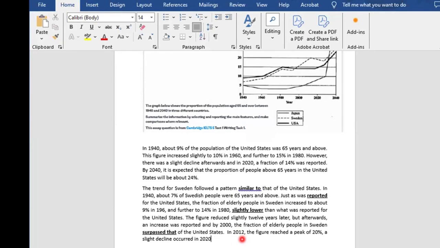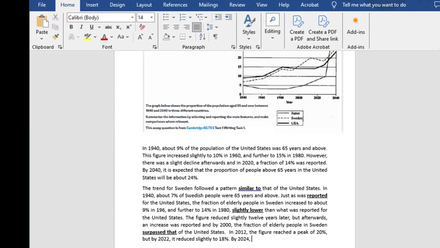Hold on. I need to change my tenses. A slight decline occurred in, in fact, it's not even 2020. I'm saying it's further after 2020, maybe about 2021 or 2022. A slight decline occurred in 2022. Let me rephrase my sentence here. In 2012, the figure reached a peak of 20%, but by 2022, it reduced slightly to 18%.